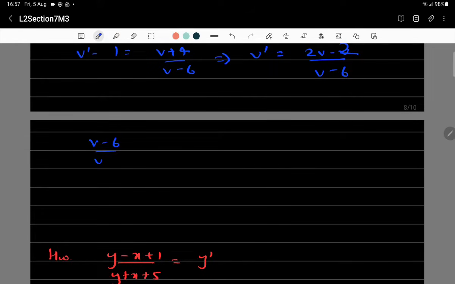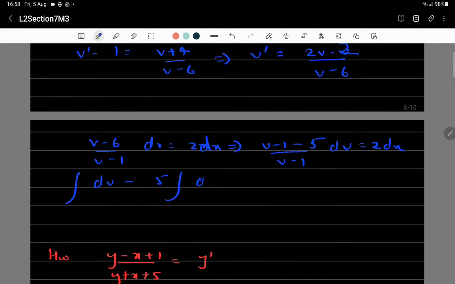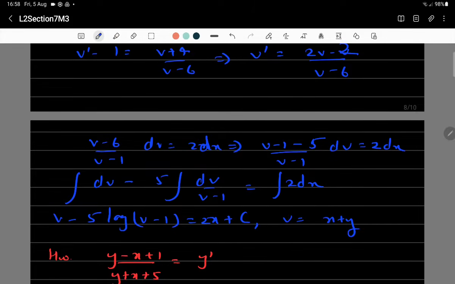This becomes (v minus 6) by (v minus 1) dv is equal to 2 dx. I can write it as (v minus 1 minus 5) by (v minus 1) dv is equal to 2 dx, or this is simply integration dv minus 5 integration dv by (v minus 1) is equal to integration 2 dx. So solving it further gives you v minus 5 log (v minus 1) is equal to 2x plus c, where v is equal to x plus y.